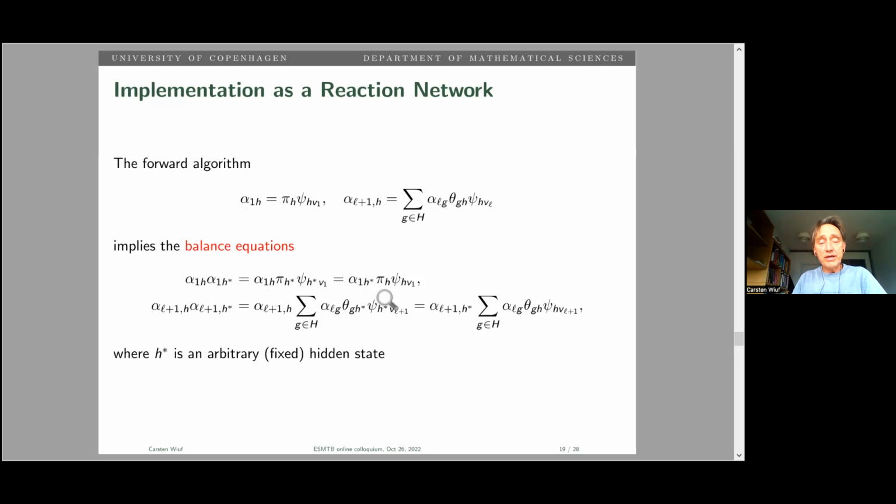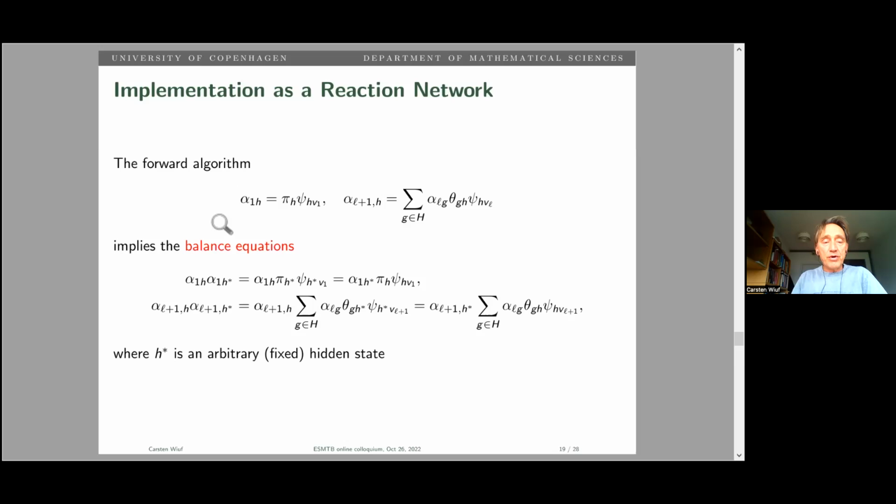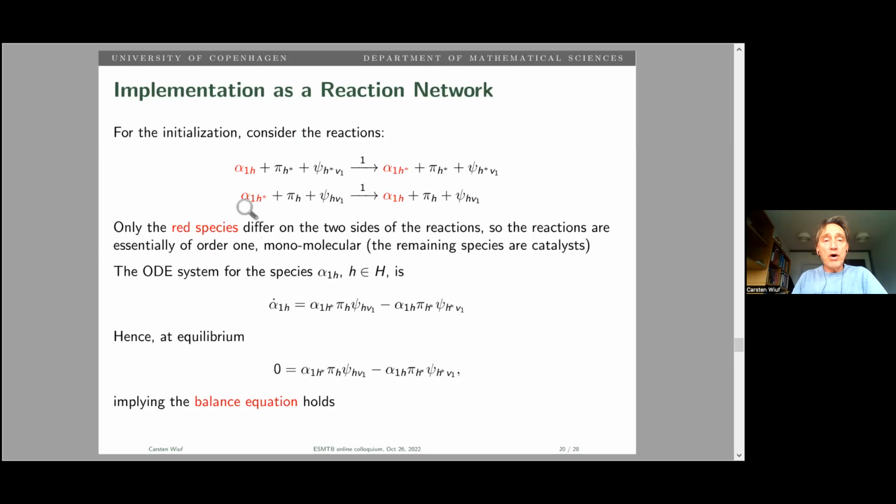So if you look at this one and this one, that prompted us to consider reactions of this form. So let me explain what this actually means. First of all, on the previous slide, these are some quantities, right? These are parameters and quantities. Now I also use these parameters and quantities as names of species, not to introduce too many different symbols and too much notation. So here we take alpha 1 h as a species and pi h star as a species and so on. So in this way we get reactions, and 1 here indicates that we put the reaction rate to 1.